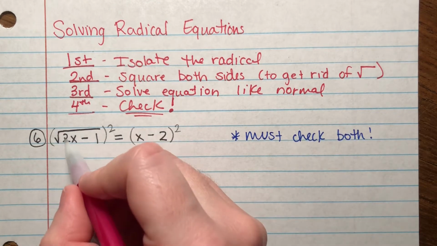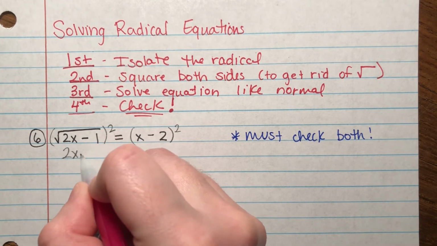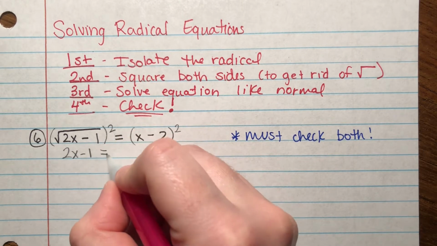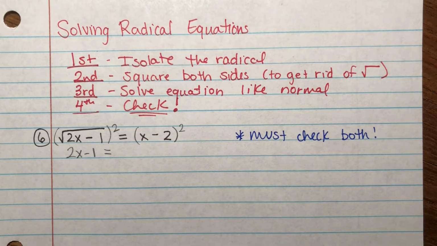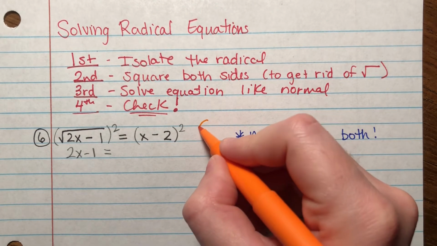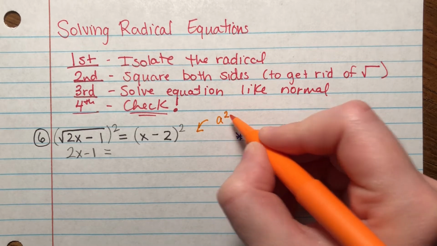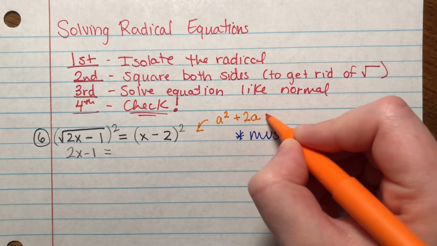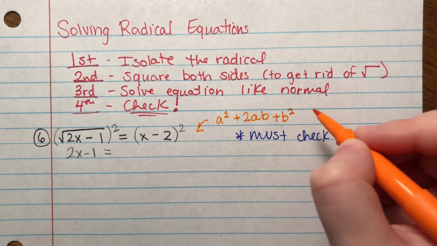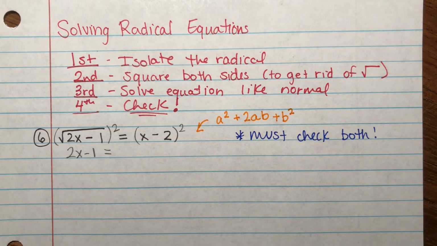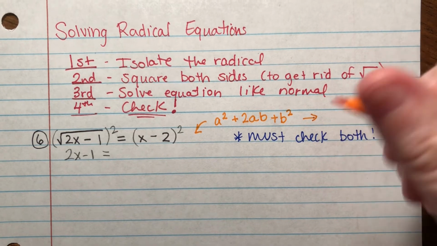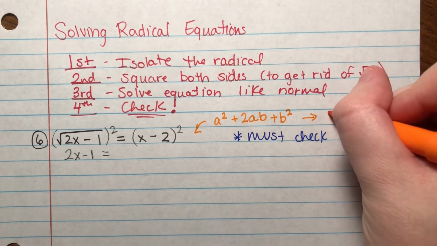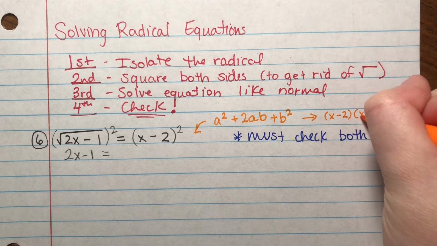All right, so when I square this radical, the contents just come out like this. So I get 2x minus 1 equals. All right, now I have x minus 2 squared. So do you guys remember this formula? We have a squared plus 2ab plus b squared. That's the formula for squaring a binomial. So if you can't remember this formula, you could also always just FOIL, because x minus 2 squared is the same as x minus 2 times x minus 2, right?